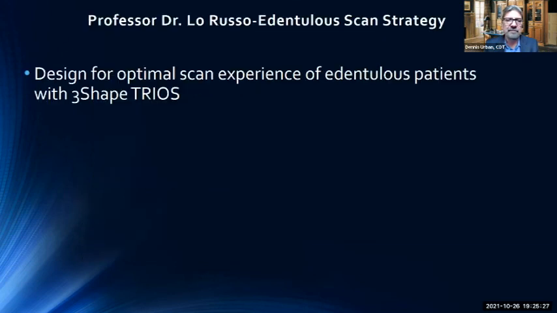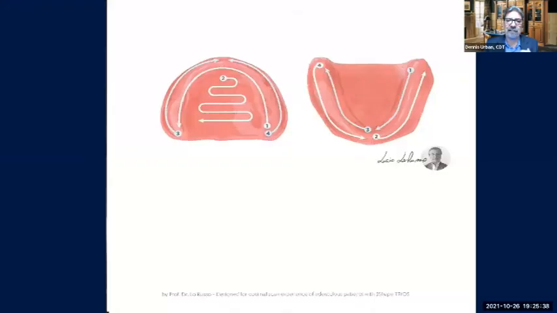One of them is from Dr. LaRussa, and he did an edentulous scan strategy designed for optimal scan experience of edentulous patients with 3Shape TRIOS. He had a kind of directional system that he used. As you can see here on the left-hand side with this upper arch, he went from the right hamular notch all the way to the left. Then he scanned the palatal area. Then he went around the periphery, and he got really accurate scans all the time. He gets one accurate scan after the other. And the same with the lower. Look at the directional scan he has on the lower.